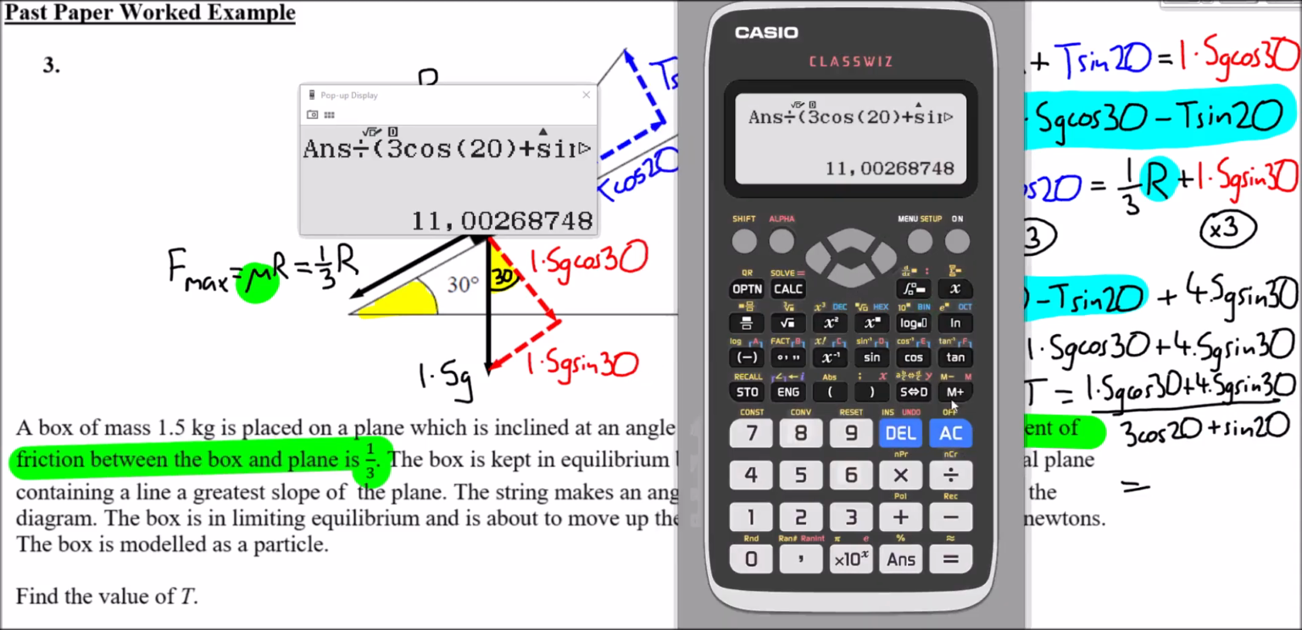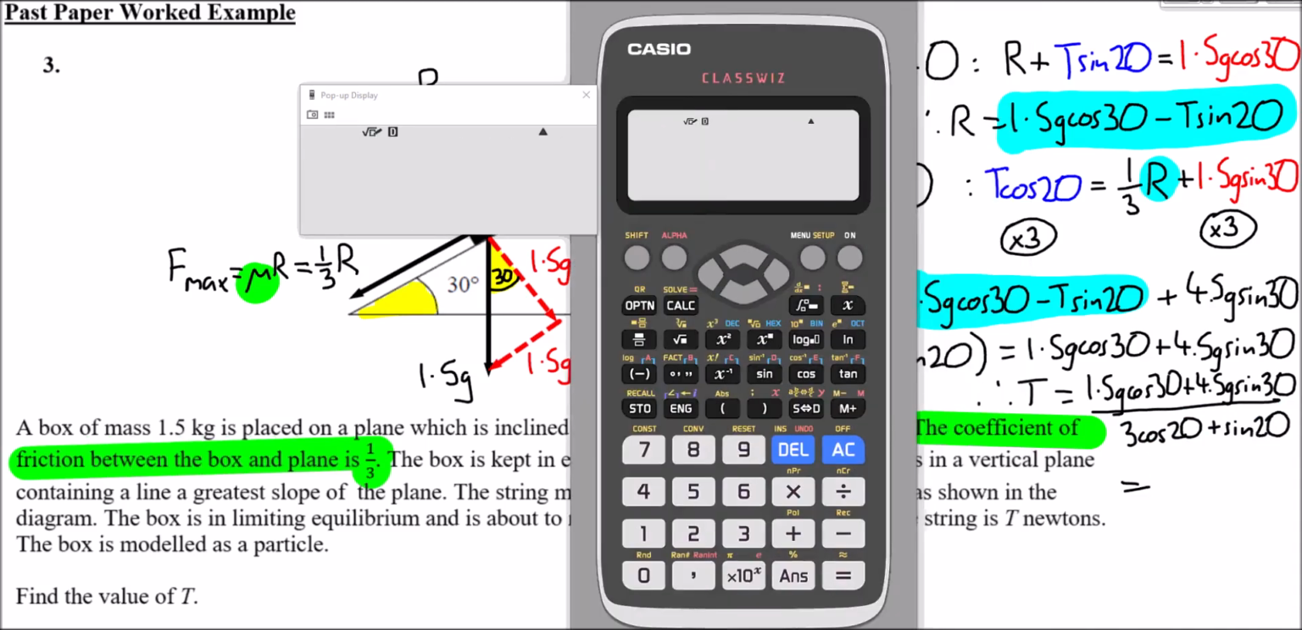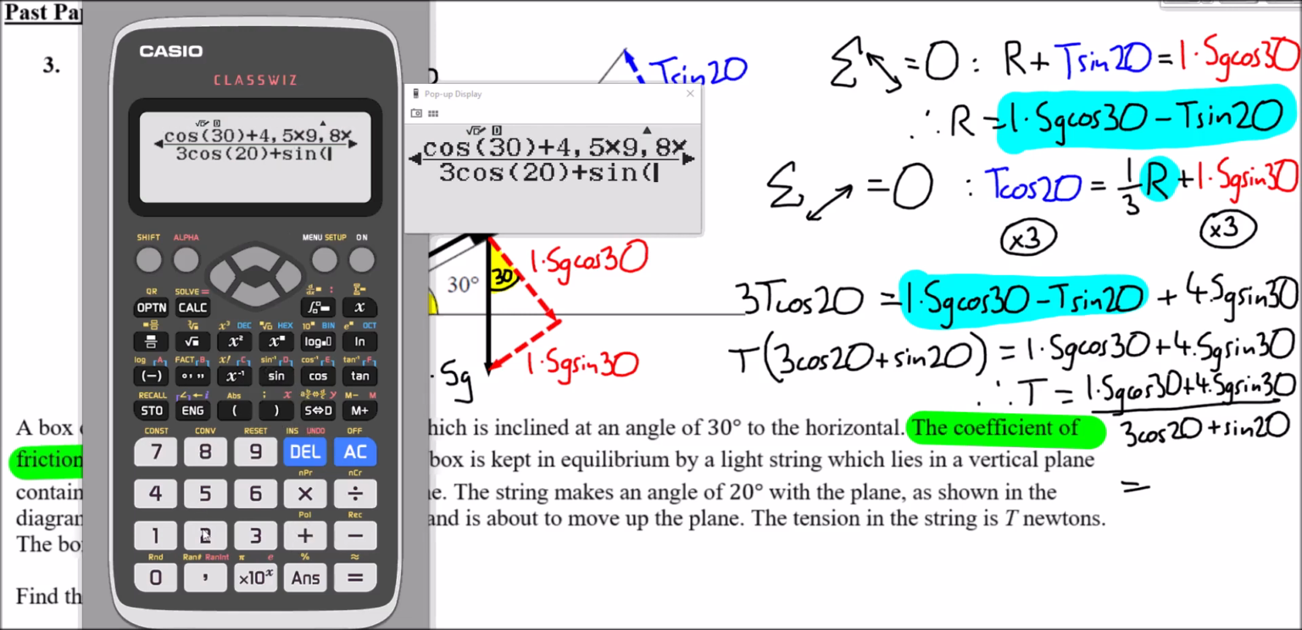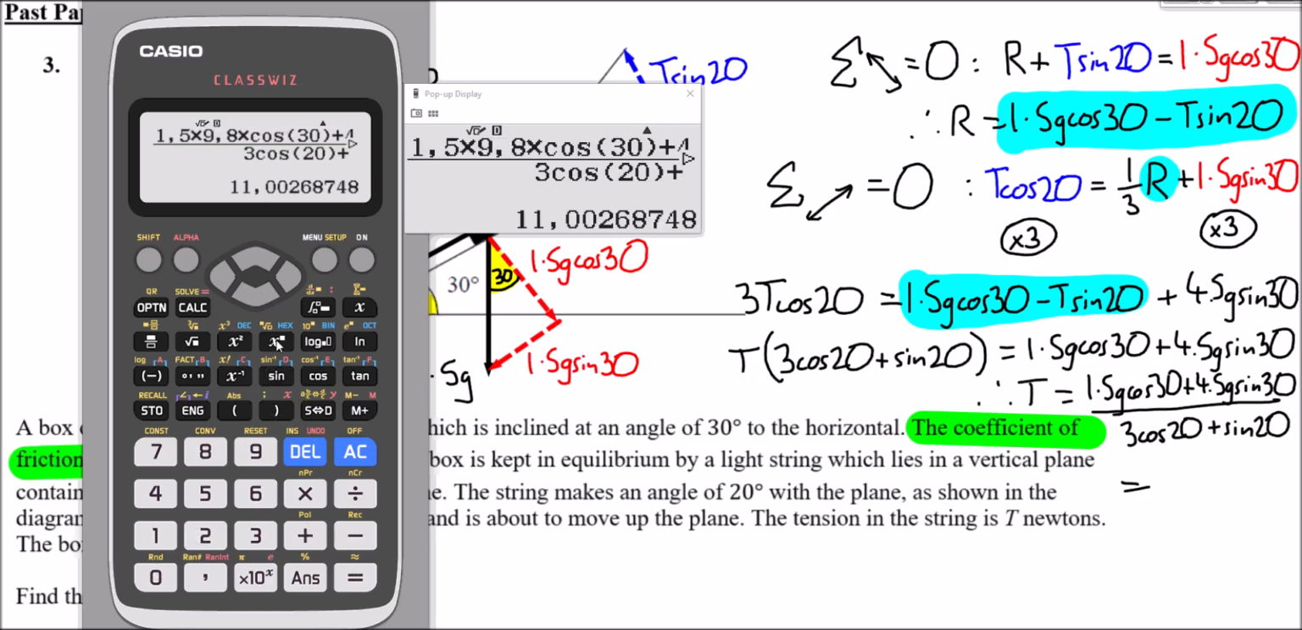So one final go on the calculator just to get this to drop out as we want it to. 1.5 multiplied by 9.8 multiplied by cosine 30 plus 4.5 multiplied by 9.8 multiplied by sine 30. All of that divided by 3 cosine 20, close bracket, plus sine 20, again close bracket, and that's going to give us, to 3 sig figs, 11.0 Newton.